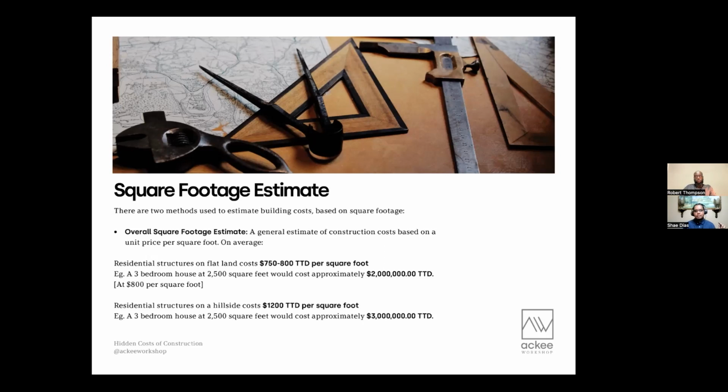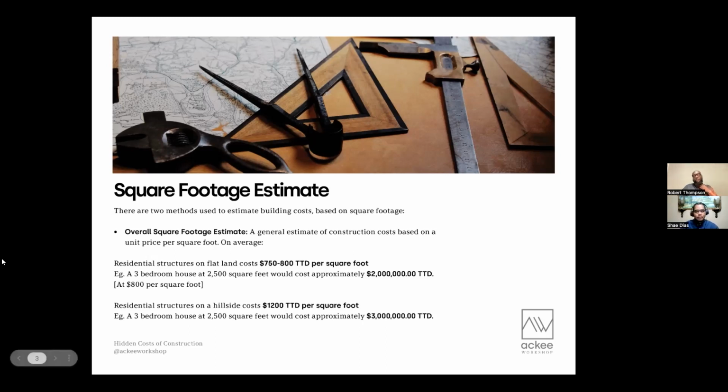Now, the per square foot cost differs between a hillside house and a house on flat land. So the per square footage cost for a hillside house is 1,200 TT per square foot. And you'd see that for the same house, the cost goes up exponentially at 3 million for the total estimate.